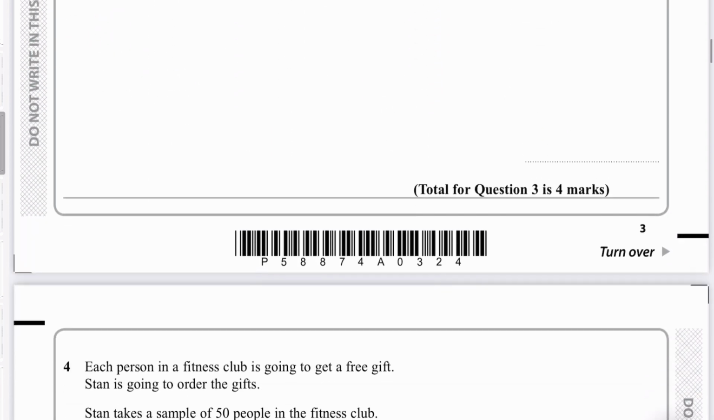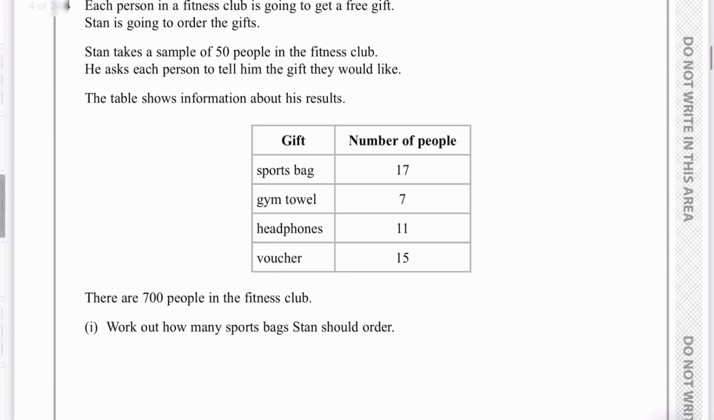Okay, let's have a look then at question number 4. Each person in a fitness club is going to get a free gift. Stan is going to order the gifts. Okay, takes a sample.